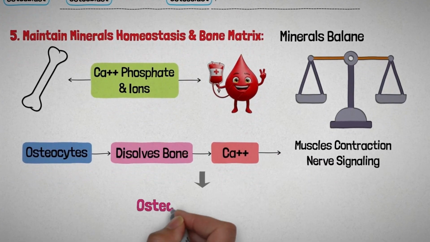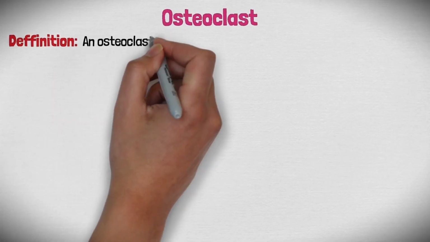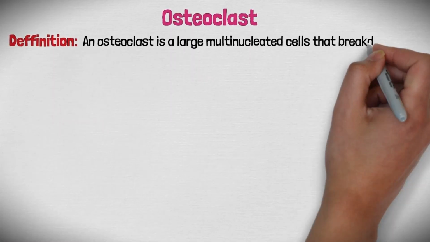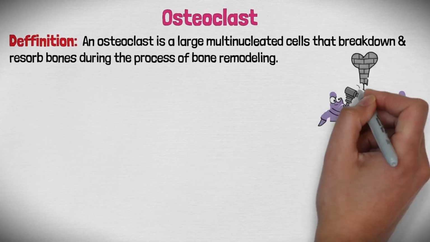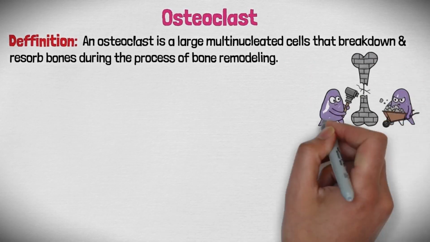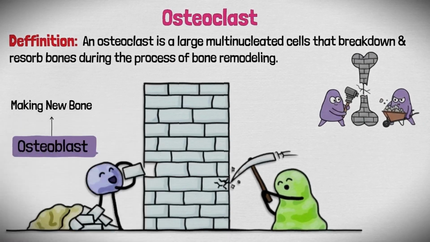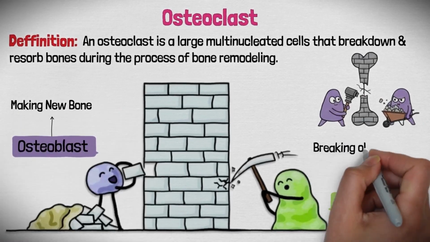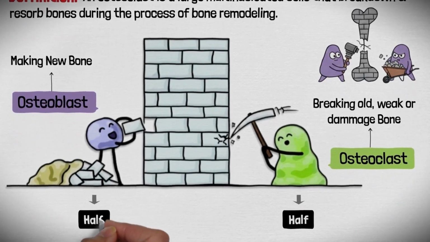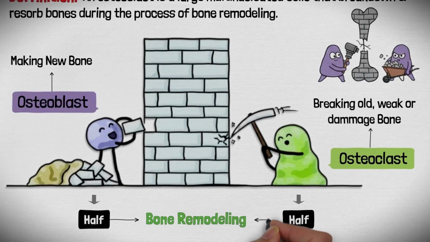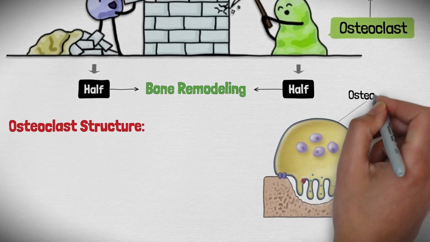An osteoclast is a large multinucleated cell that breaks down and resorbs bone during the process of bone remodeling. Osteoclasts are the cells that resorb or break down our bone and remodel it. Just as osteoblasts form new bone, osteoclasts dissolve old, weak, or damaged bone. This process is half of bone remodeling. On one hand, bone is formed, on the other hand, it is broken down and replaced. Structure of osteoclast. Understanding its structure is very important because its design is specifically made for bone resorption.